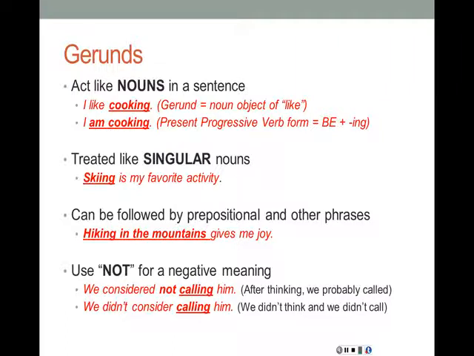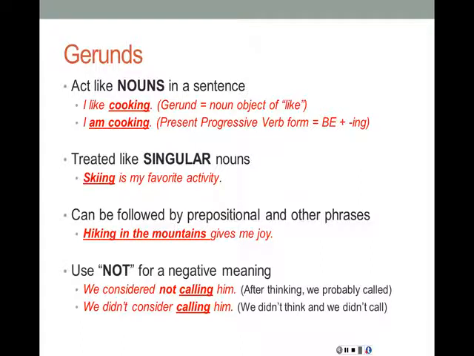The ing form of the verb can be used as a part of a progressive verb tense, as a participial adjective, or as a gerund. In this chapter, we'll focus on using the ing form of the verb as a gerund or as a noun in the sentence. Gerunds act like singular nouns in a sentence. They can be followed by prepositional phrases to explain their meaning, and we can also make them negative by using the word not. You may want to pause the video and review the examples before going on.